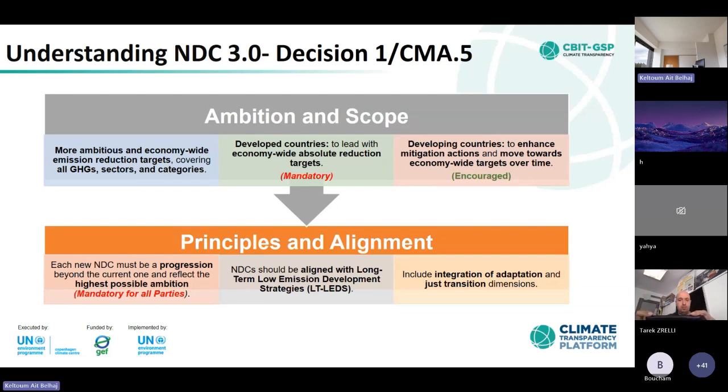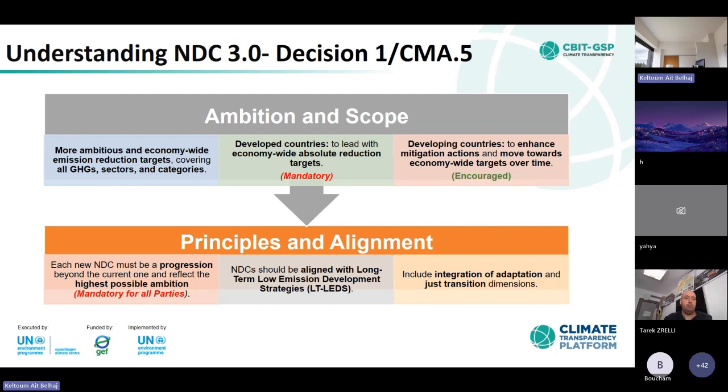Thank you very much. Here we have an overview of what NDC 3.0 should look like under Decision 1/CMA.5. Countries are expected to submit more ambitious NDCs covering all GHG gases and sectors. Developed countries shall have an economy-wide absolute reduction target. It's not optional anymore; it's mandatory for all developed countries, and it includes all gases and all sectors.